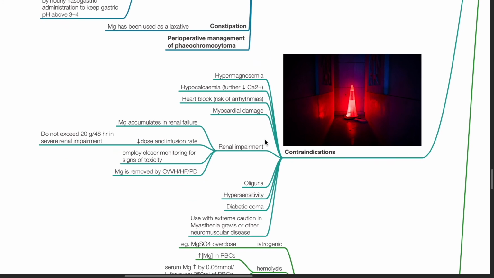Contraindications for magnesium include hypermagnesemia, hypocalcemia, heart block, myocardial damage, renal impairment, oliguria, hypersensitivity, and diabetic coma. Use with extreme caution in myasthenia gravis or other neuromuscular disease. Magnesium accumulates in renal failure. Reduce the dose and infusion rate. Do not exceed 20 grams of magnesium over 48 hours in severe renal impairment. Employ closer monitoring for signs of toxicity. Magnesium is removed by renal replacement therapy.